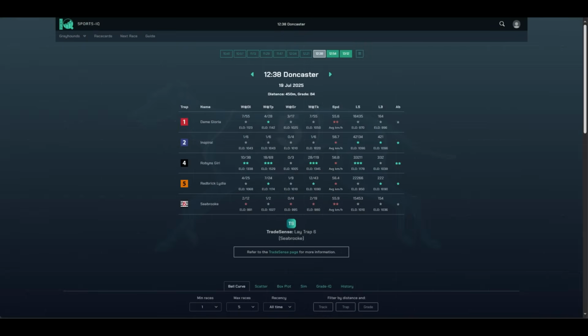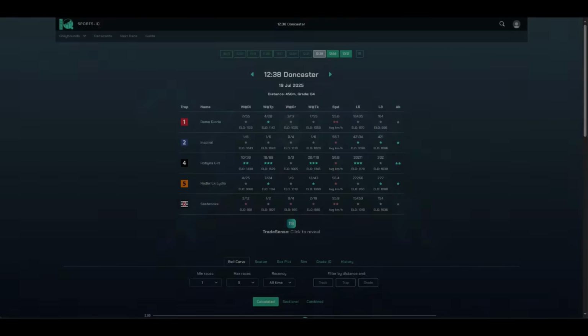I'll take you through the data race by race using real-time tools to make smart, strategic decisions, and then show you how it played out when the traps opened. If you've ever wanted to lay false favorites, understand how class impacts performance, or just use racing data the way the pros do, then you're in the right place. So let's dive into race number one.